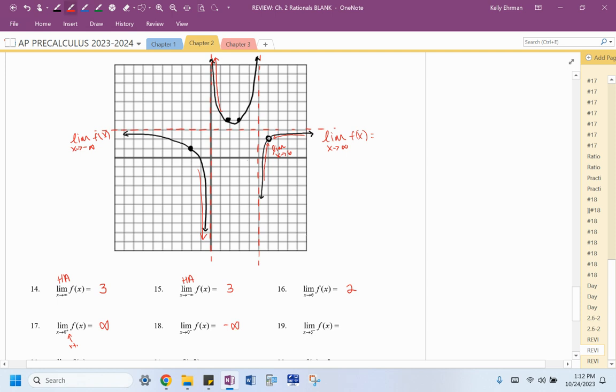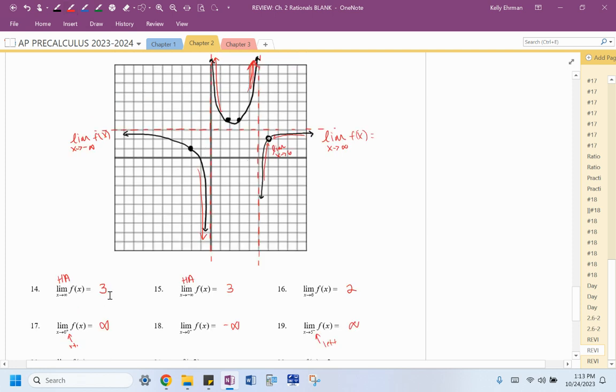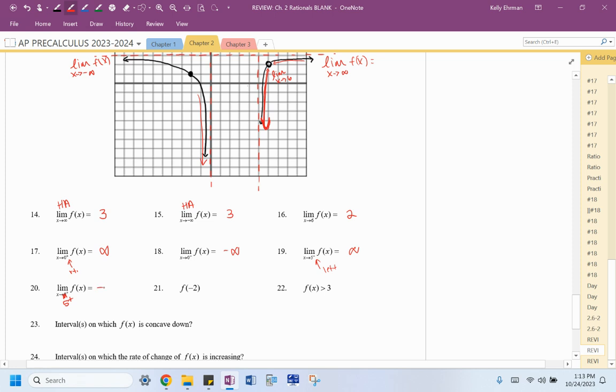The limit as x approaches 5 from the left. So here's x equals 5. Here's the left side of it. The graph is going up. So that's equal to infinity. The limit as x approaches, this is supposed to say 5 from the right. So here's x equals 5. Hop to the right side of that. This graph is headed down. So negative infinity.